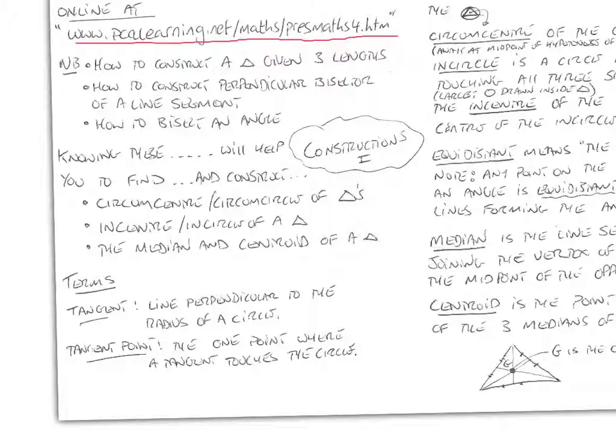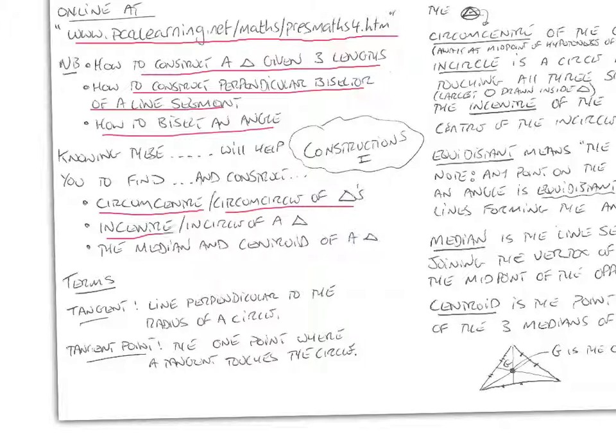But you really need to know. You need to know all of them, but you really need to know how to construct a triangle given three lengths, how to construct the perpendicular bisector of a line segment, and how to bisect an angle. Because if you know these, they will help you to find and construct the circumcenter and the circumcircle of triangles, the incenter and the incircle of triangles, and the median and the centroid of a triangle.